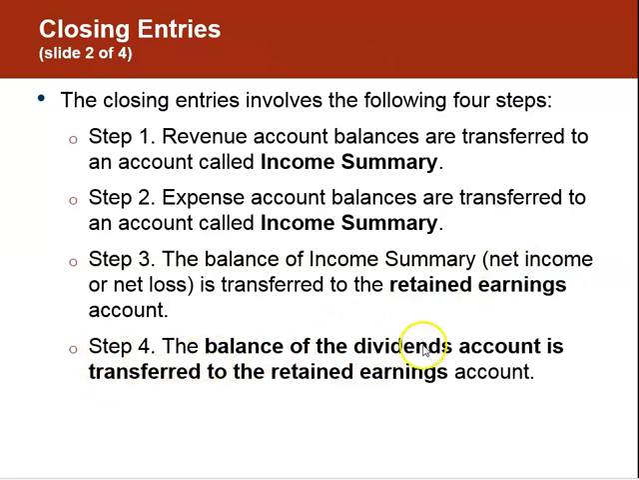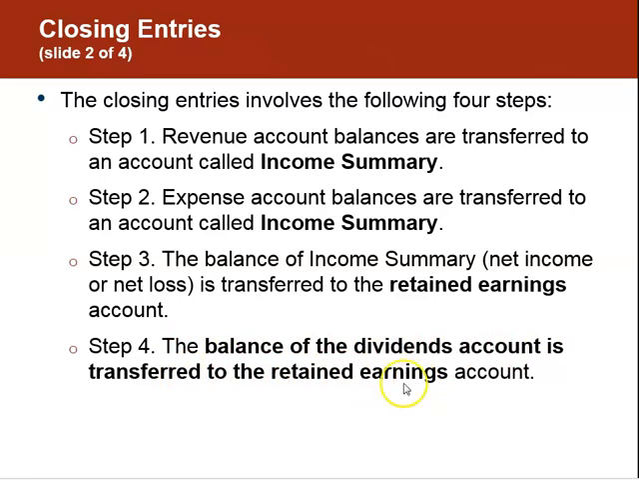Step 4, the balance of the dividends account is transferred to the retained earnings account. Okay, so if we think about step 4, the statement of retained earnings is telling us, hey, whatever cash dividends we paid out during the year, that's a subtraction to retained earnings. It says here the balance of the dividends account is transferred to the retained earnings account.